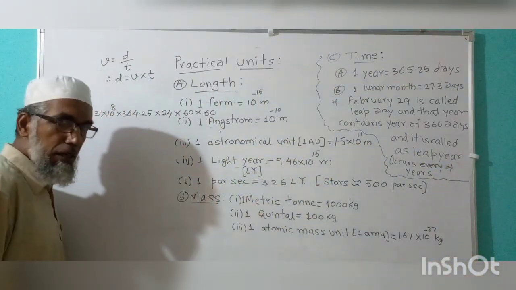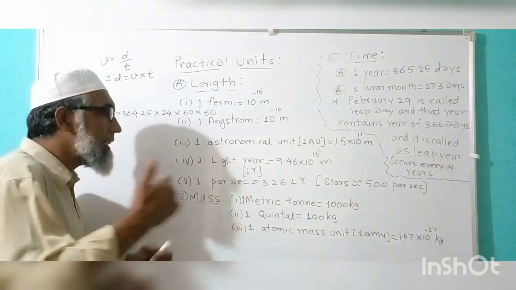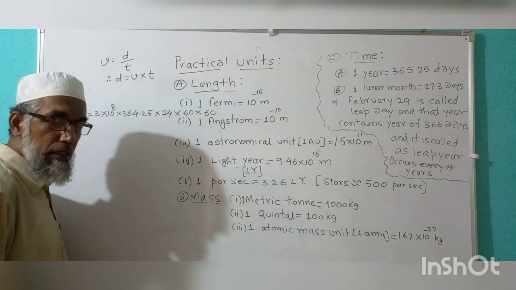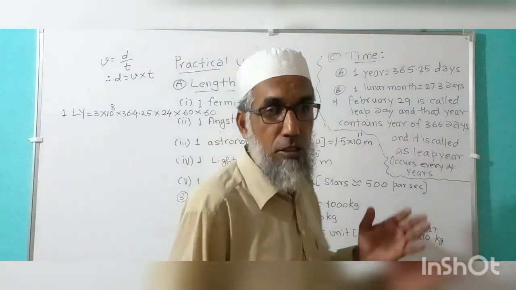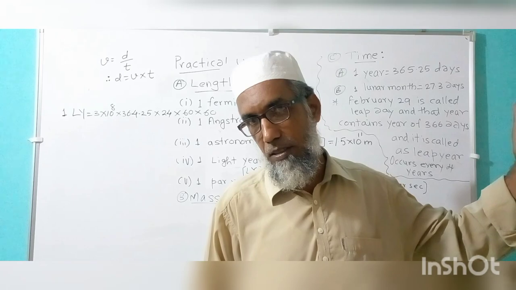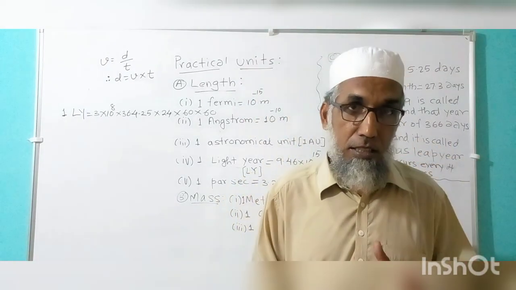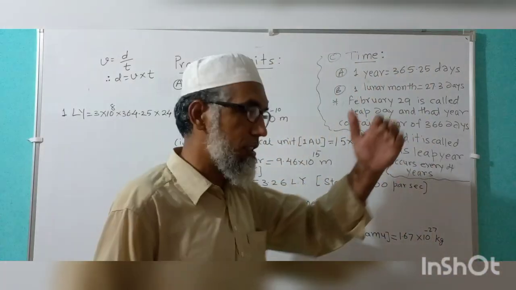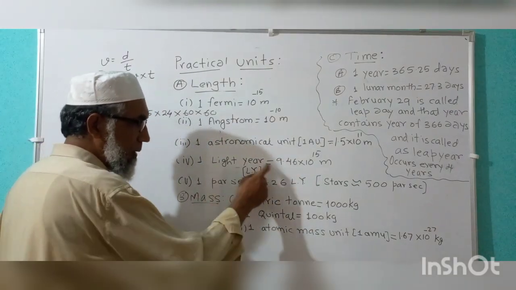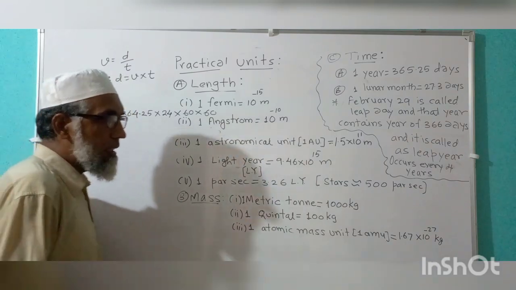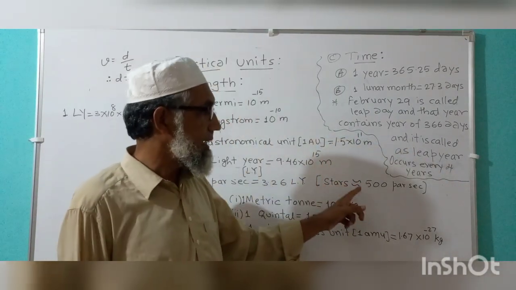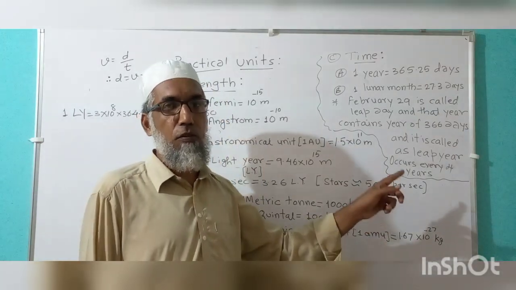Now, one parsec. Parsec is a unit of length which is bigger than the light year. One parsec is equal to 3.26 light year. These distances are used to measure the distance of objects from the Earth which are beyond our solar system, like the distance between the Earth and the stars. For measurement of such a huge distance, we use a unit 1 parsec. 1 parsec means 3.26 light year. The stars which we can see by our naked eyes are at a distance of 500 parsec from our Earth.